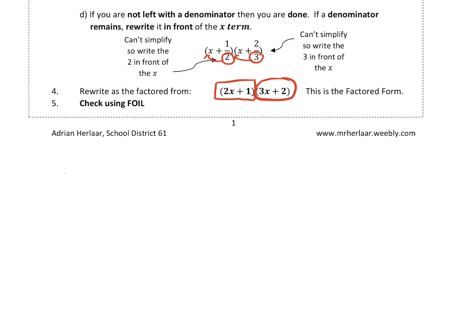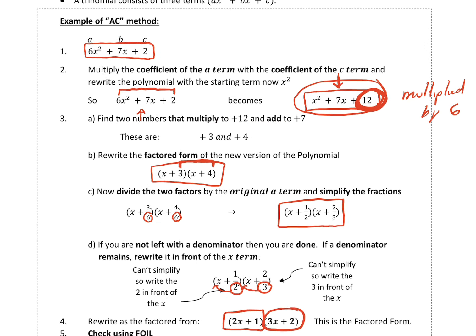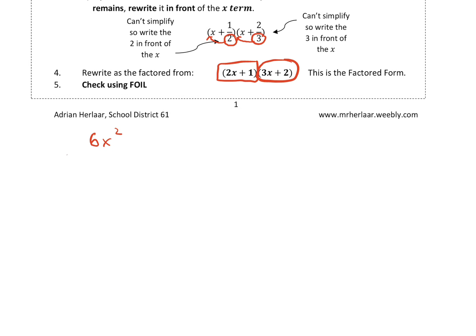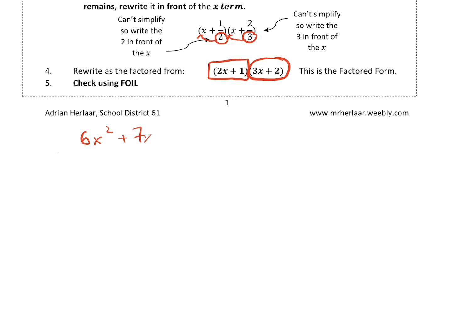Factor by grouping. Now, if you look at factor by grouping, our original polynomial was 6x squared plus 7x plus 2. And what you're doing is you're looking to break the 7x down into factorable components for the 6 and the 2. So to me, that already sounds confusing. But I'm going to say, okay, well, 6x squared plus 3x plus 4x plus 2. And if you look, this is still 7x.